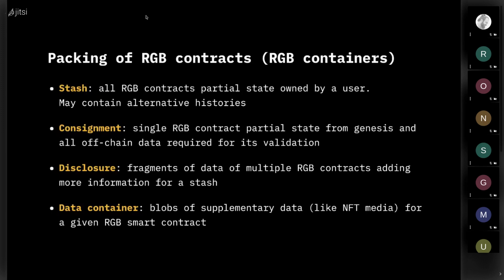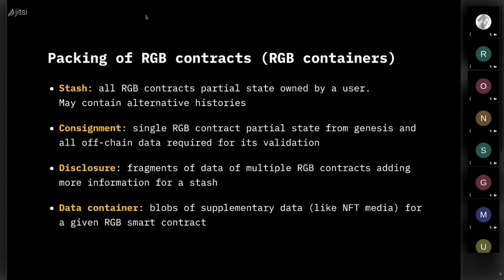And because an RGB contract is always a partial state, so it's actually partial state data, nothing prevents you from putting alternative histories into a stash. For instance, if there was a reorganization in the Bitcoin blockchain, the reorganization would not invalidate the stash. And basically, you will be able to add an updated version of the state transitions after the blockchain reorganization into the stash, and there will be no merge conflict created.